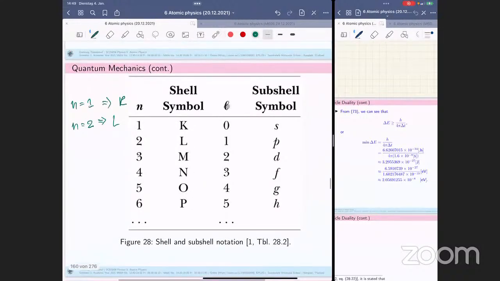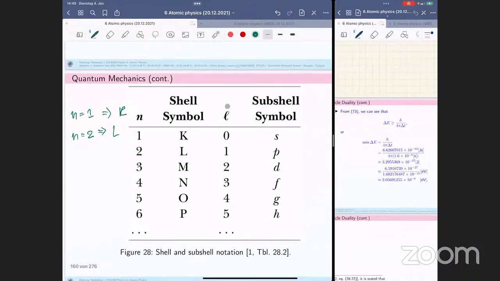And for L, which is the orbital quantum number, it's the minor quantum number apart from the principal quantum number n. They use the small letter s when L is equal to 0, p for L equal to 1, d for L equal to 2, and f for L equal to 3.